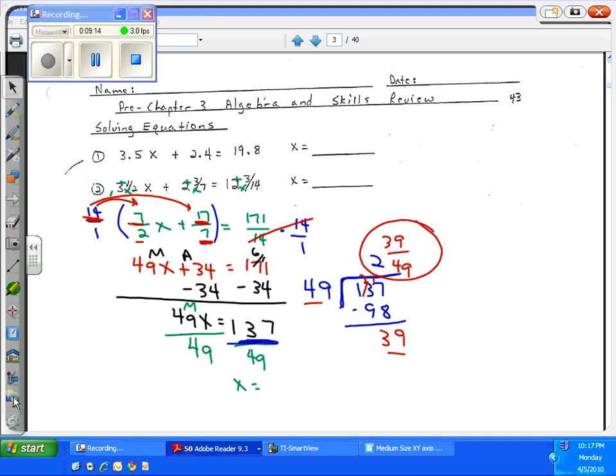So we made them improper fractions. And then we used the multiply through by the common denominator of 2, 7, and 14 trick. Okay?